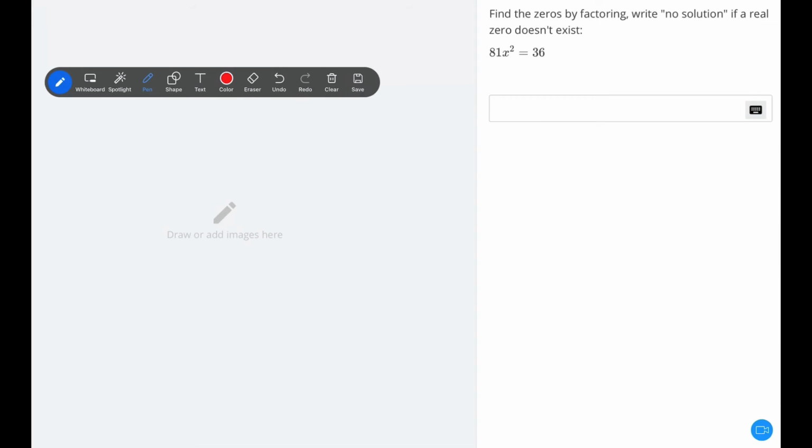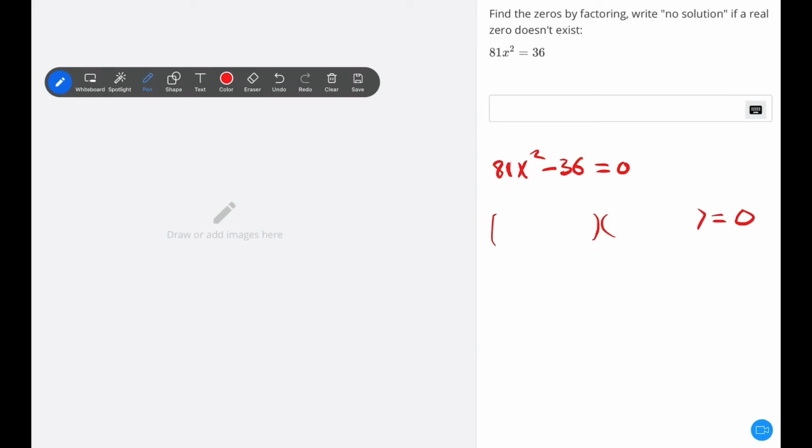Okay? So first of all, of course, this needs to go over here and make a 0 over here. So that's 81x squared minus 36 equals 0. Alright? Now, this is a difference between two perfect squares. So what you can do right here is go ahead and go straight to the two factors.